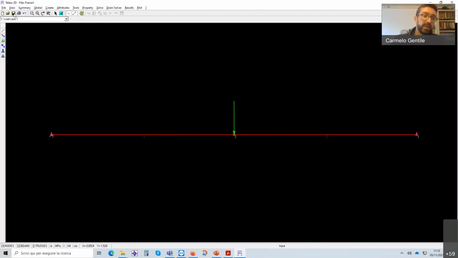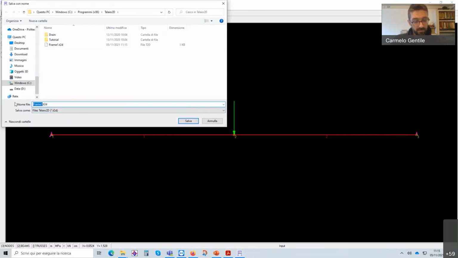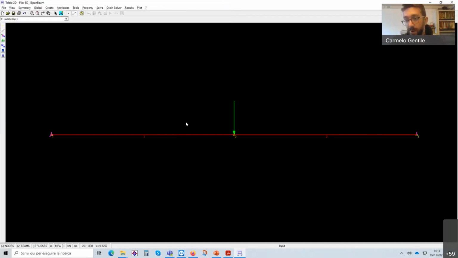Okay, I can save it. But it is better if I go for save as. Structure, then structure design. Simple. One span beam. So if we want, we can work on it later, and it could be helpful for you since you have to do it for the homework.